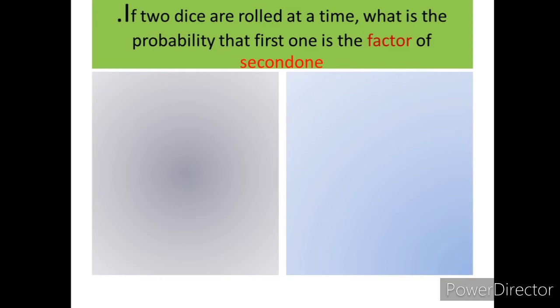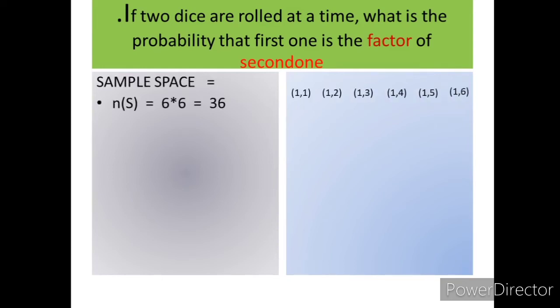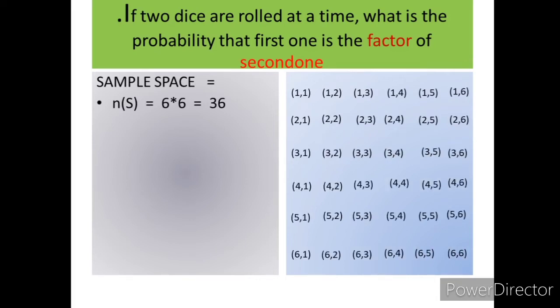Okay, here write down the sample space and write down the n(S), then write down all those outcomes. These are 36 outcomes. Among these, suppose you take this one. Here 3 is the first one. Is it a factor of the second one? So does 3 divide 4? No, not at all. Therefore 3 comma 4 is not a suitable outcome.